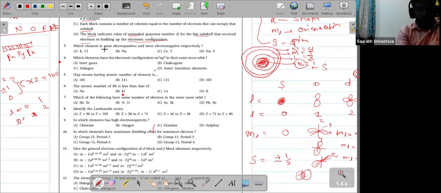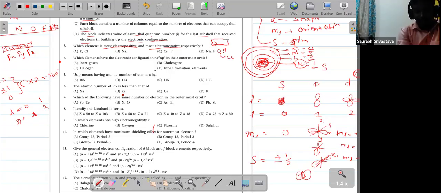Next, the third question: which elements are the most electropositive and most electronegative? First we have to select the most electropositive element, and second the most electronegative element. In the periodic table, as I said yesterday, this is the most electropositive element. That means its electronegativity value is 0.7, and that element is called cesium.